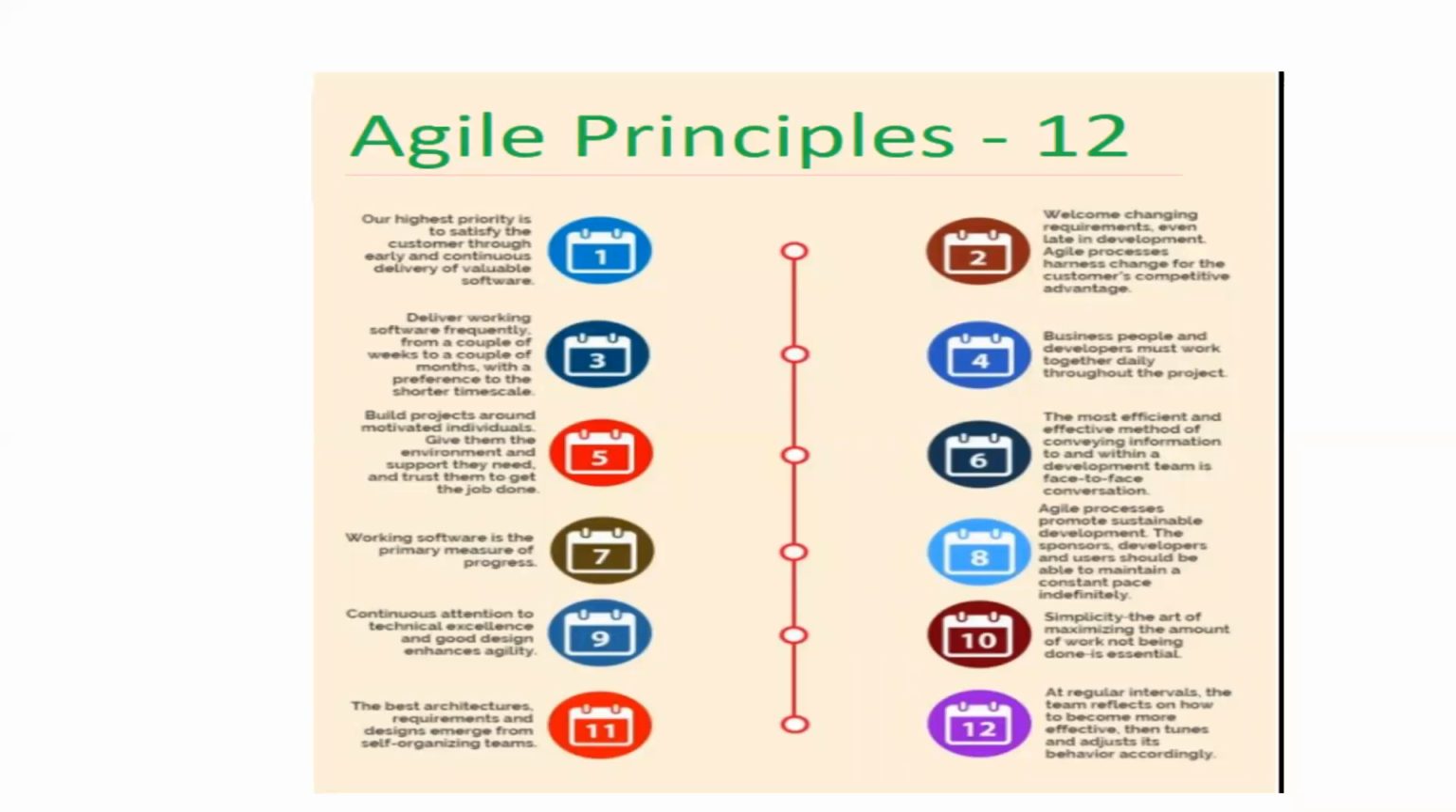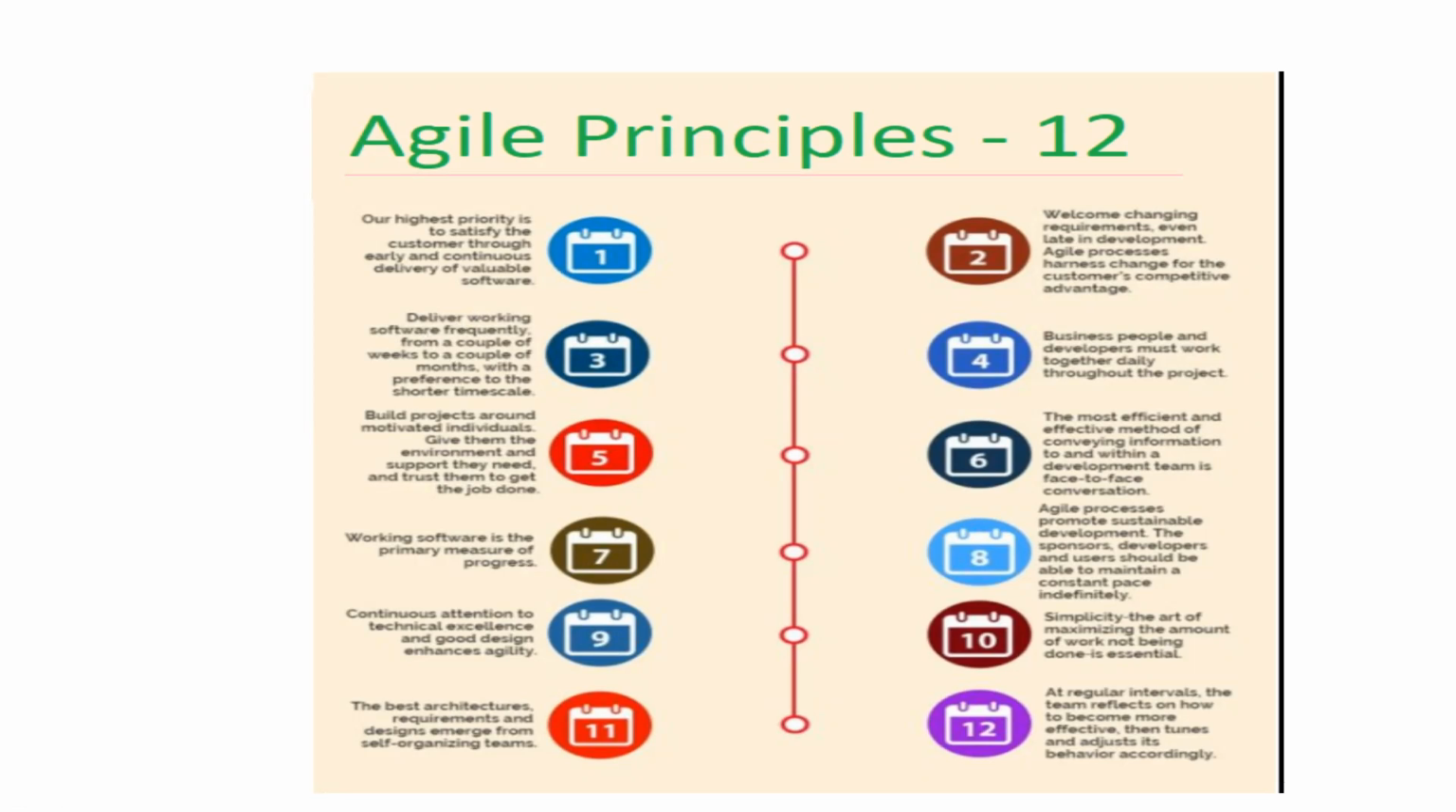So we have 12 principles in Agile. You can see the diagram here, the 12 principles. The first principle is: our highest priority is to satisfy the customer through early and continuous delivery of valuable software. This is the first principle.